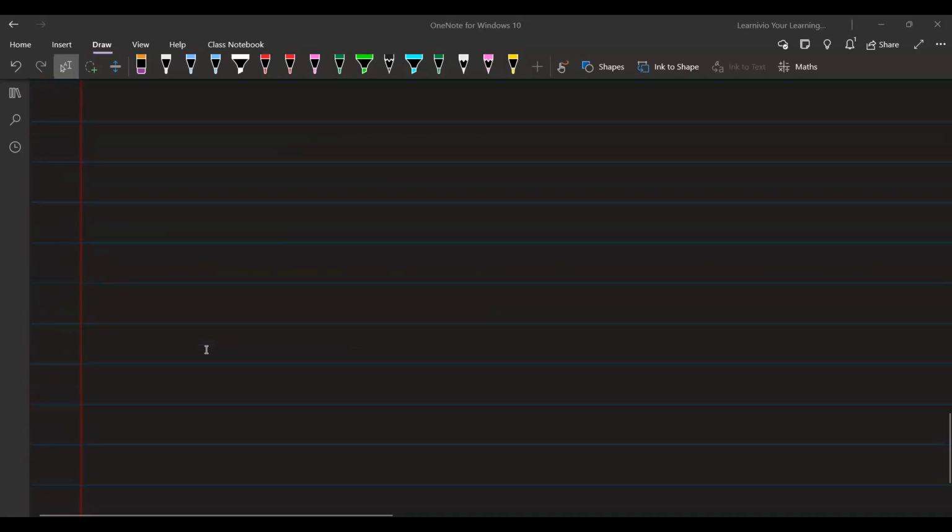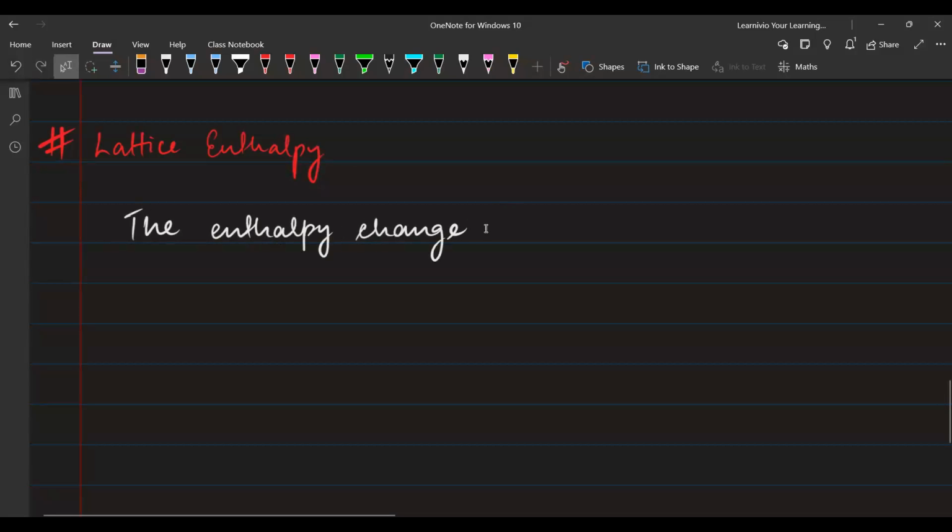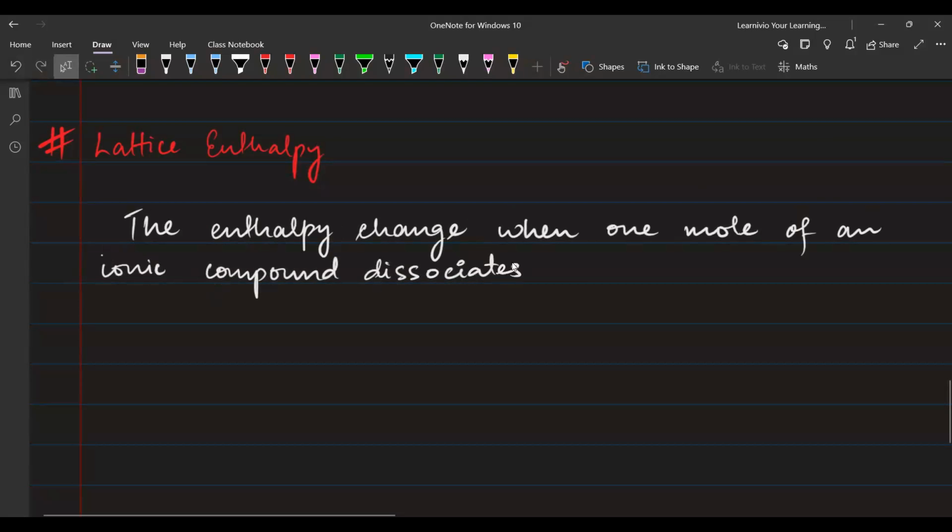Now here the important part is lattice enthalpy. Please write: the enthalpy change when 1 mole of an ionic compound dissociates into its ions in gaseous state.